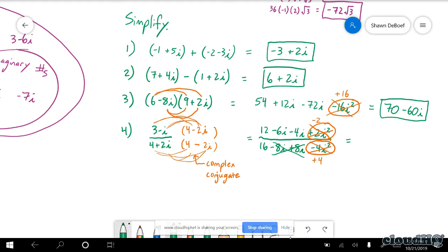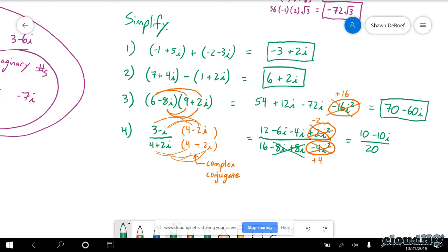Now let's simplify both the numerator and denominator. In the numerator, 12 and negative 2 makes 10. Negative 6i and negative 4i makes negative 10i. In the denominator, 16 plus 4 is 20, and then our negative 8i and positive 8i cancel out, as we already discussed. So now our denominator is a simple integer, which is what I wanted.